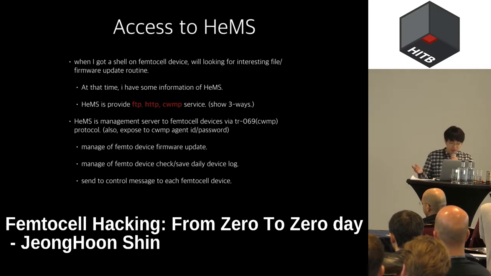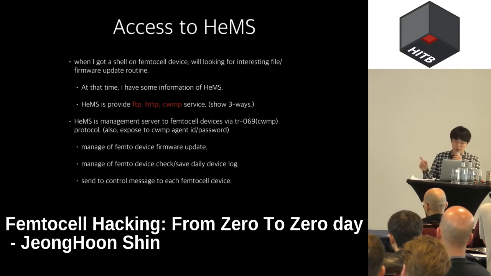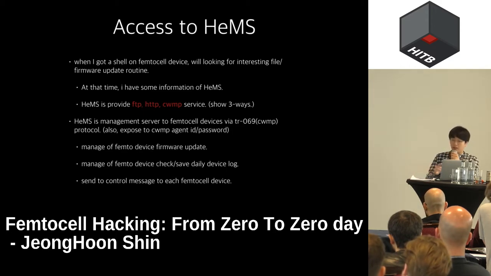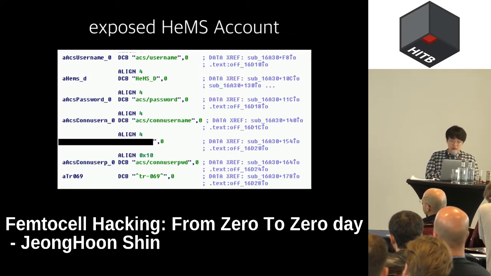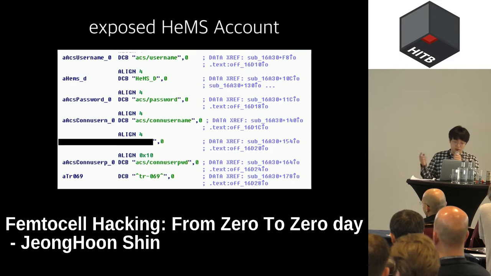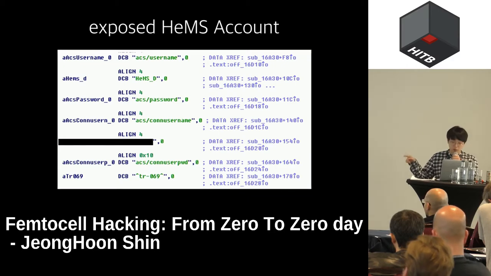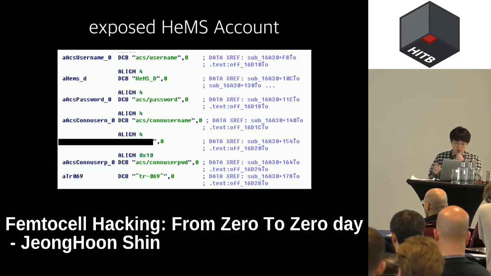But before that, let me first explain about the CWMP service. HEMS uses the CWMP protocol to control Femtocell. The CWMP protocol therefore has a variety of functions per Femtocell. For instance, it can update firmware, save the data log, and other multiple functions in XML. This is the information for accessing CWMP that I got from binary analysis. As a side note, this is not the same thing as an FTP account. And the reason I blacked out those areas is that they include information on Femtocell vendors. You can use this information when using CWMP and authentication.